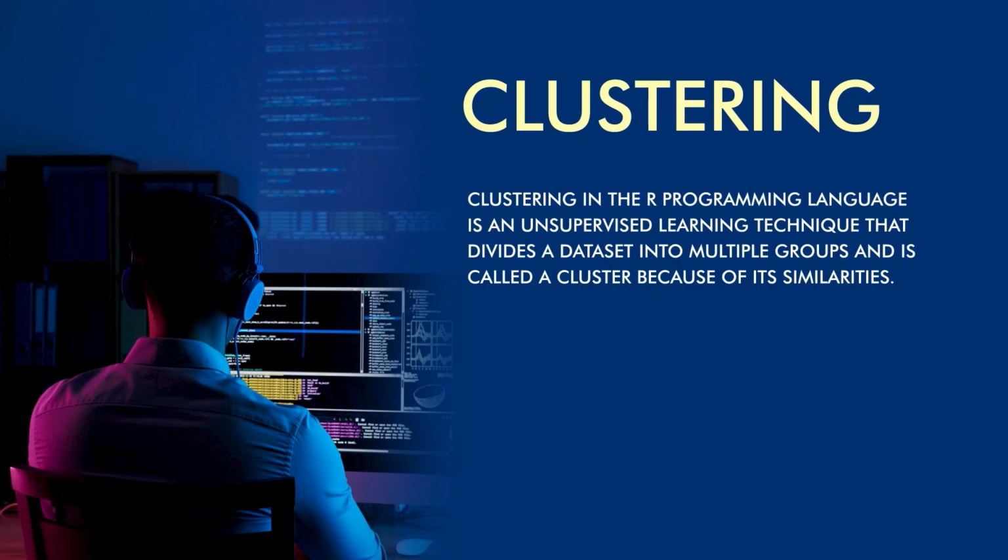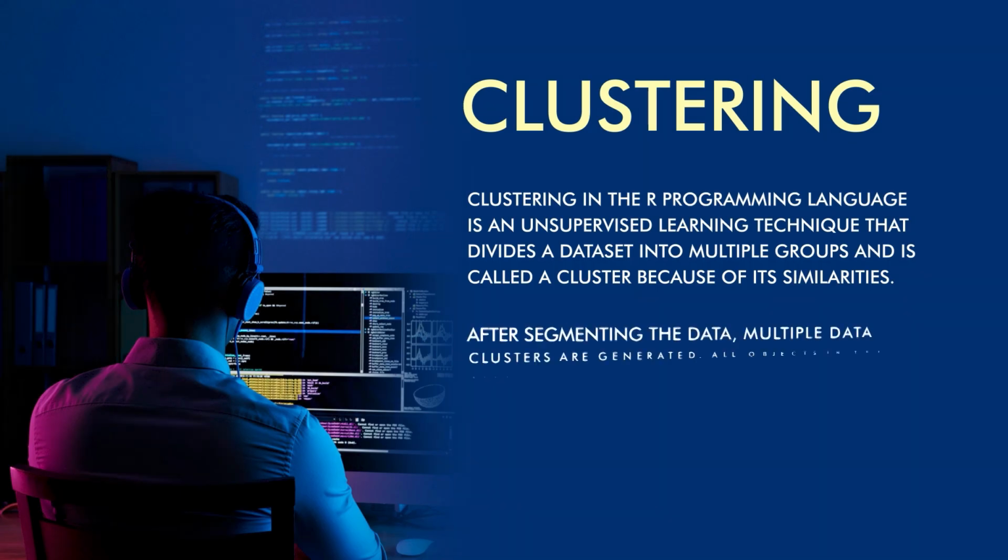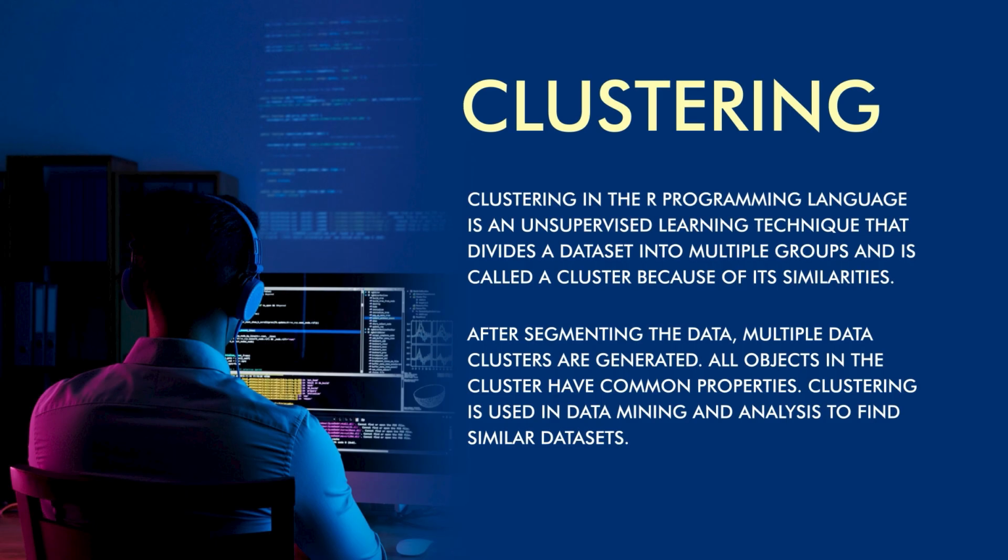But clustering is very different from classification, because there is no training. You are directly given the data, and based on specific algorithms you have to arrange the data in clusters. The clusters should be formed in such a way that the elements within a cluster are very close to each other, and the elements in different clusters are very different from each other. Clustering is an unsupervised technique that divides a dataset into multiple groups, called clusters, based on similarities. After segmenting, that is dividing the data, clusters are generated. All objects in a cluster have common properties.